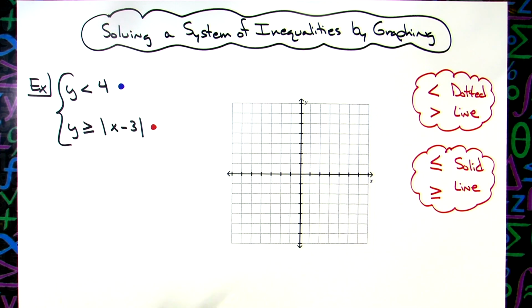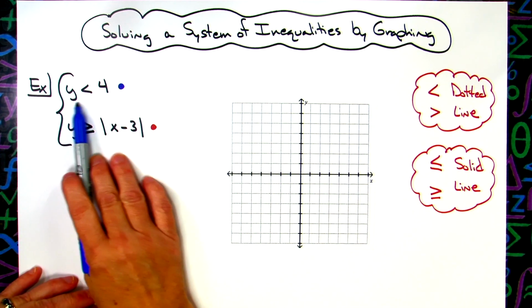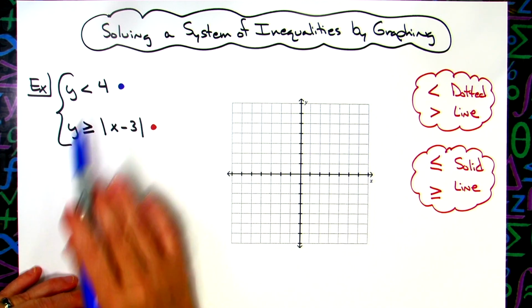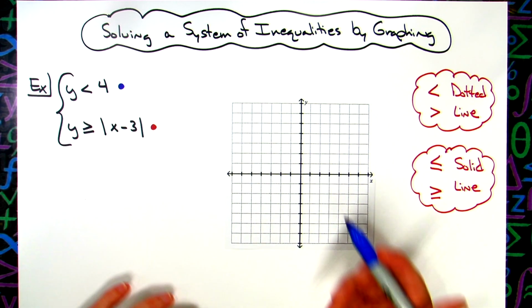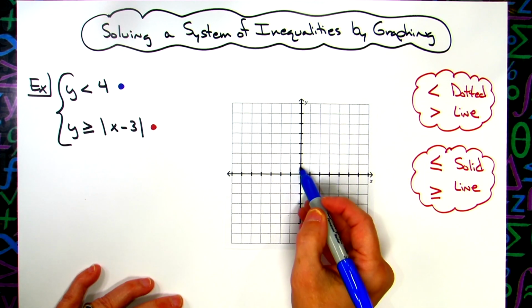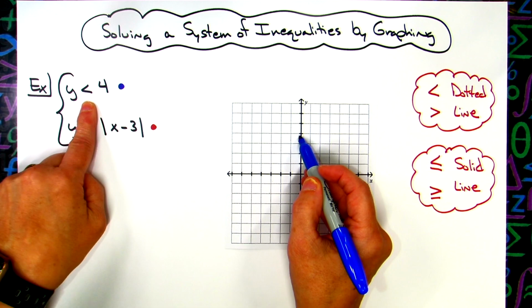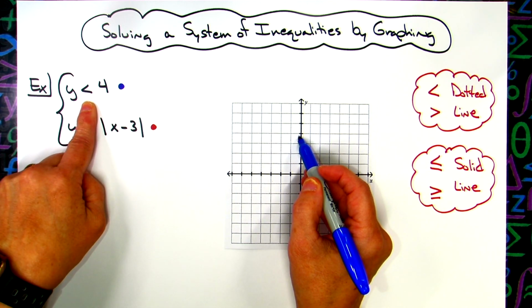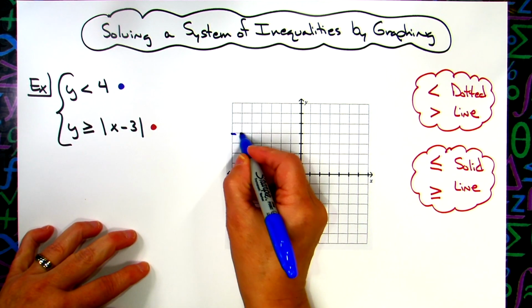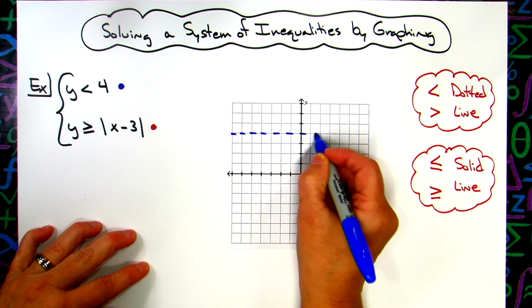All right, now on this first one, we're just going to start with y is less than 4. y equals 4 is going to be a horizontal line. It's going to be going through the y-axis at 4. So we're going to go to 4: 1, 2, 3, 4. We're going to look at the sign. It's a less than, so that means I've got to have a dotted line. So a horizontal line there going through 4.